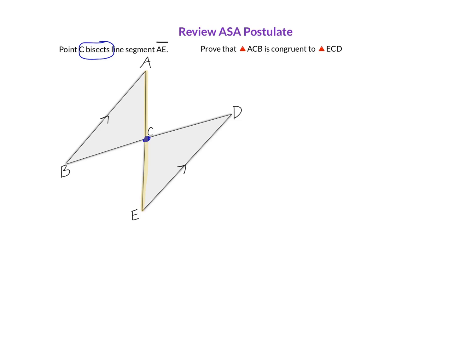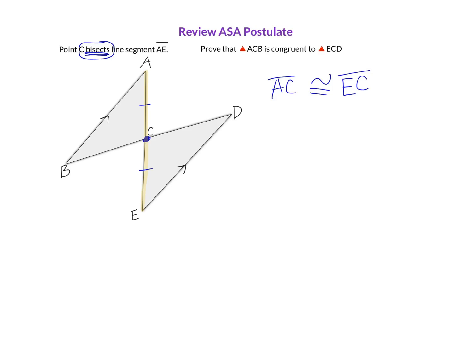What I can do on my picture to show that those two sides are the same is draw a tick mark right there, because that shows my two line segments are congruent to one another. So I could say line segment AC is congruent to line segment EC, and that's by the definition of what it means to bisect.